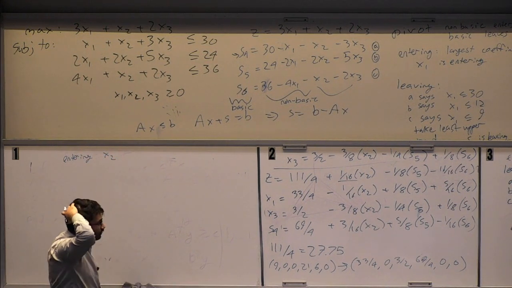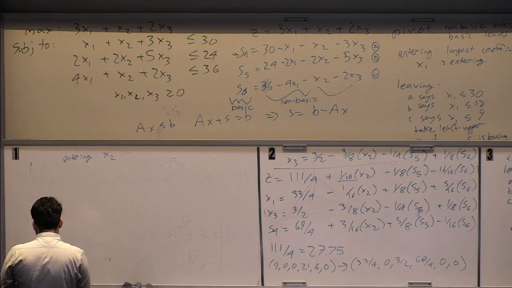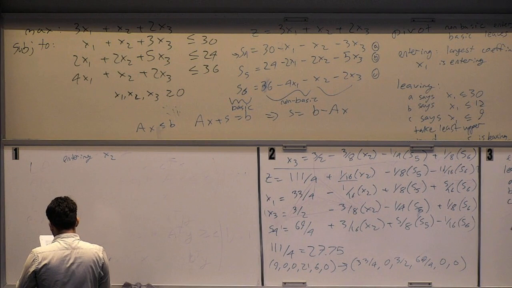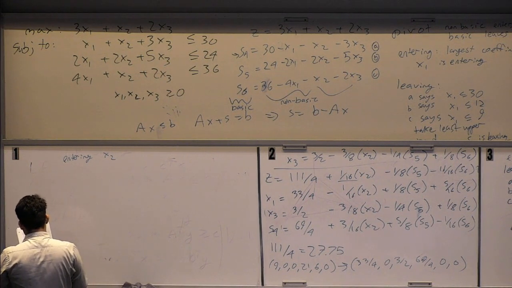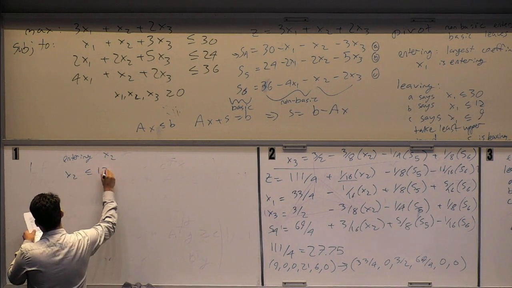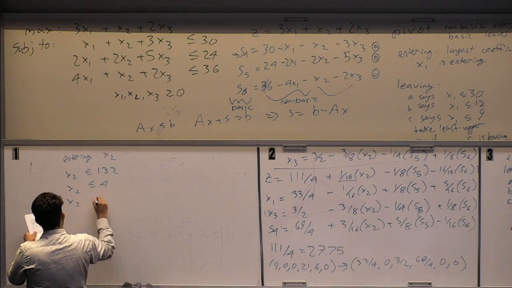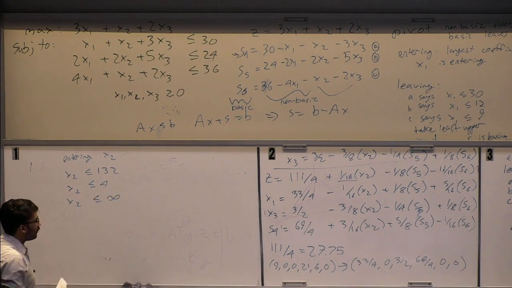Now, what is our leaving variable? Well, consider the ratios here. That's fractions. I don't want to do that. I just worked it out for you. Upper bounds are going to be x2 is less than or equal to 132, x2 is less than or equal to 4, and then x2 is less than or equal to infinity. Oh, so that doesn't help us.